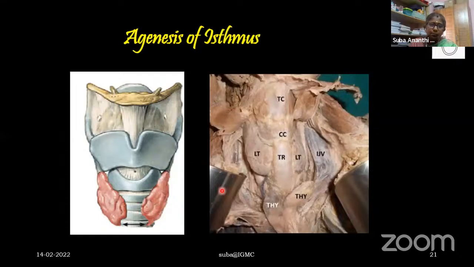Coming to the applied aspects, there can be agenesis of the isthmus or partial agenesis, which we call hemiagenesis of the isthmus. So here it is an agenesis of the isthmus. There is complete disappearance of the isthmus. This is a case where you can see only the two lateral lobes and there is no isthmus. Directly you can visualize the trachea.